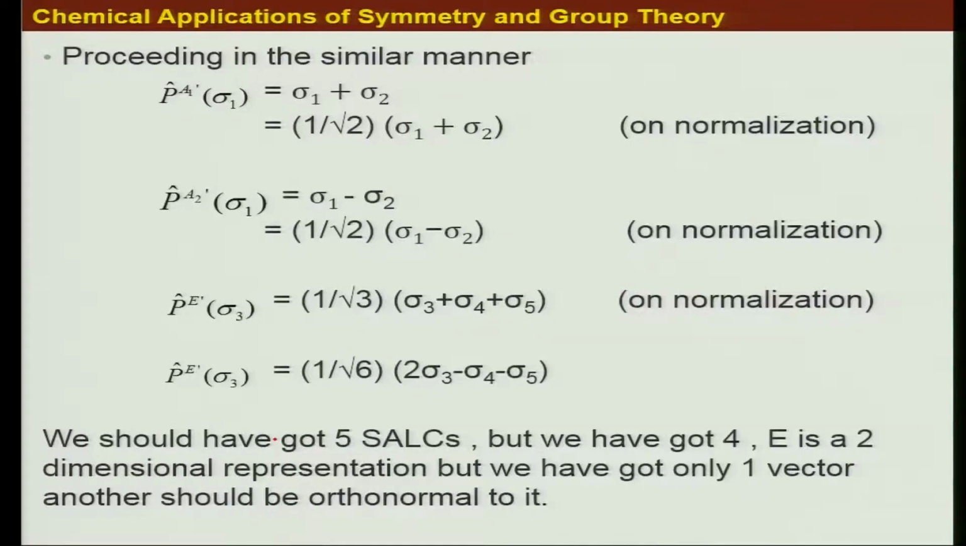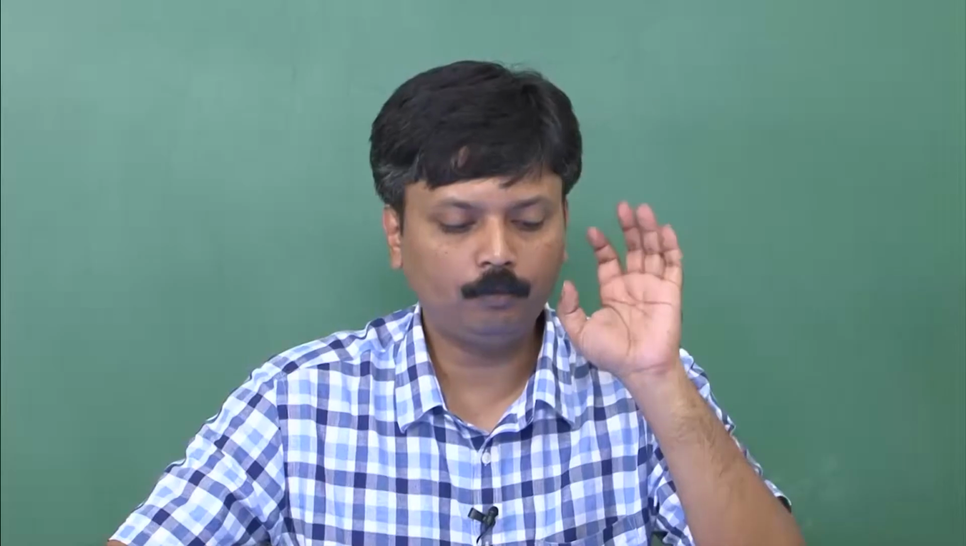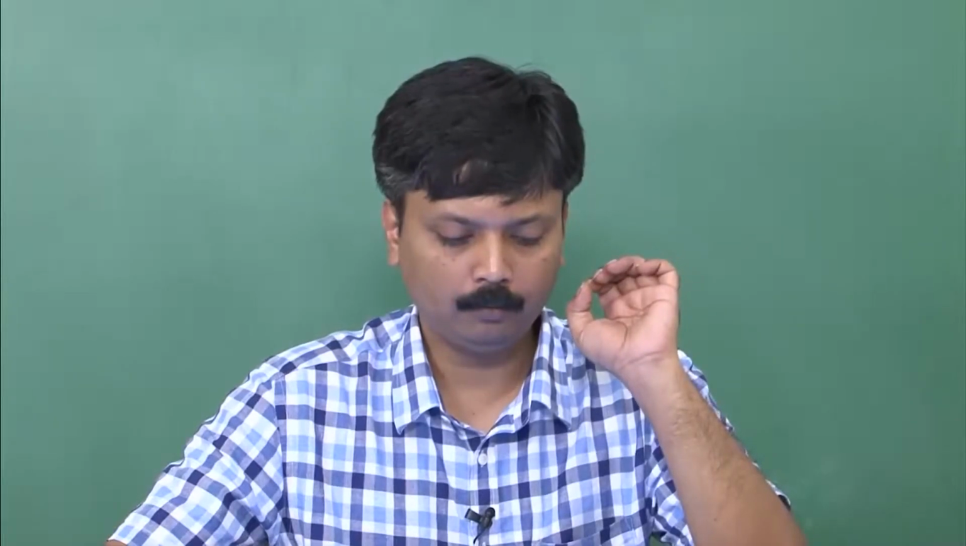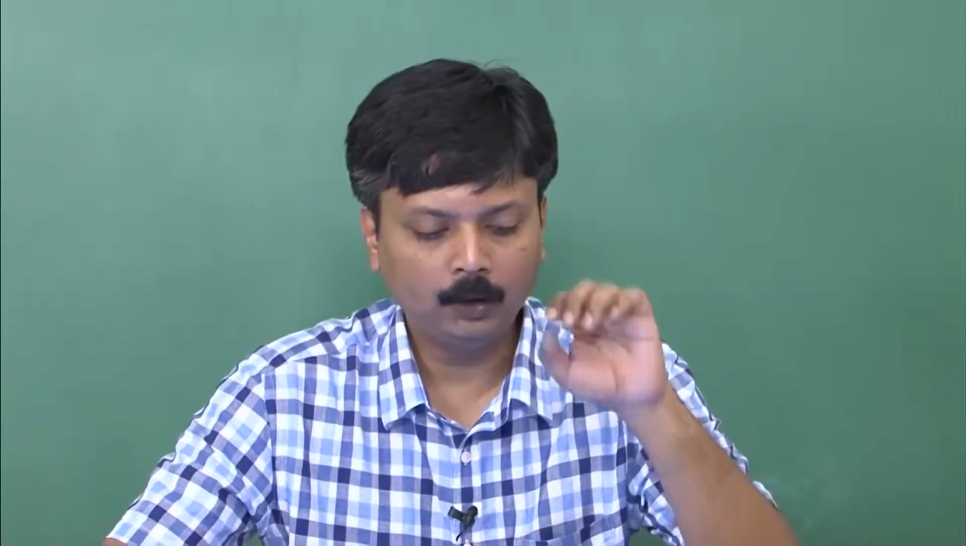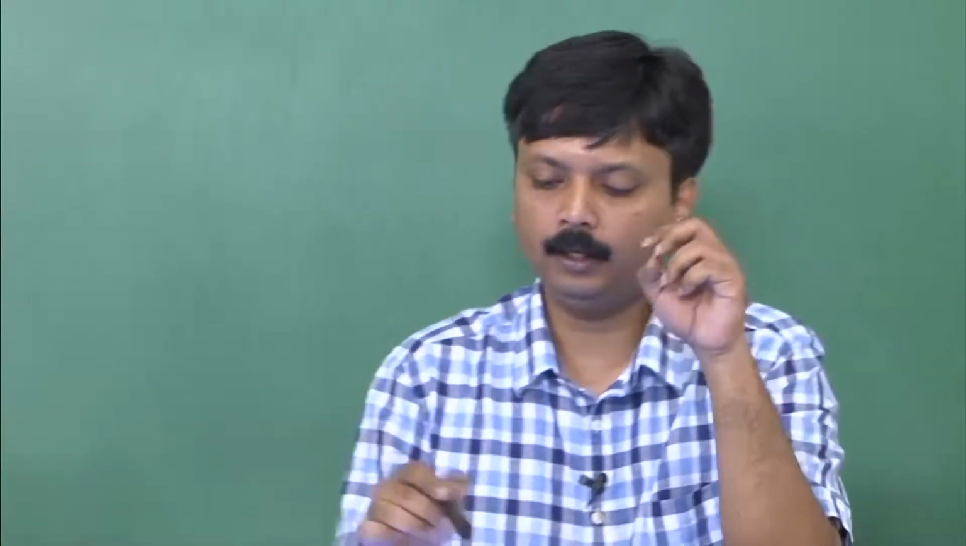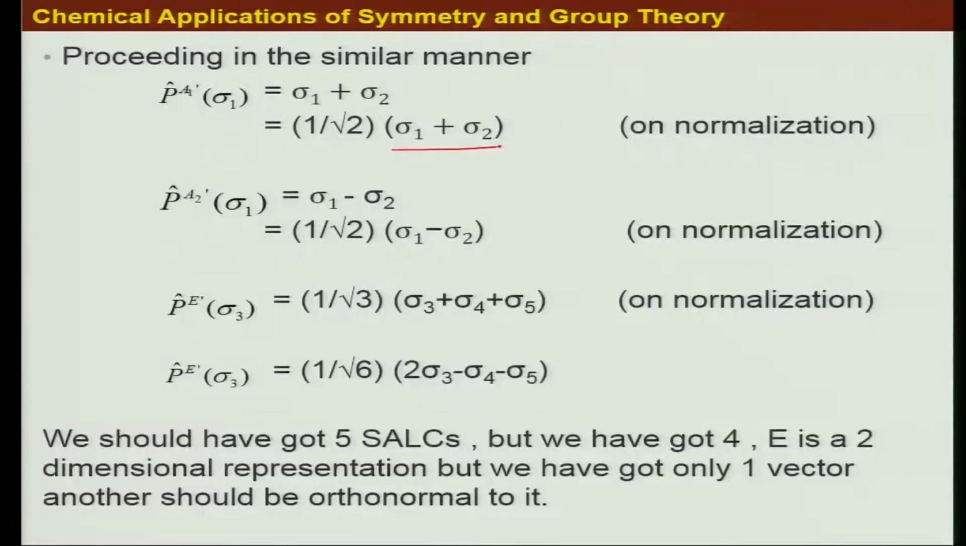Now first we have to get the SLCs for one dimensional representations. So we start applying the projection operators for the particular irreducible representation, that is A1 prime or A2 prime, on the basis function say sigma 1. So when I operate this projection operator for A1 prime on sigma 1, I get this sigma 1 plus sigma 2, and when we normalize, then we get the corresponding normalization factor, easy. So same thing is applicable on this projection operator for A2 prime, and we get the corresponding normalized SALC.